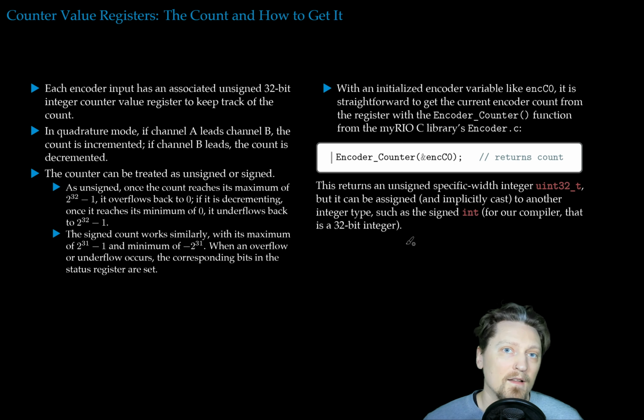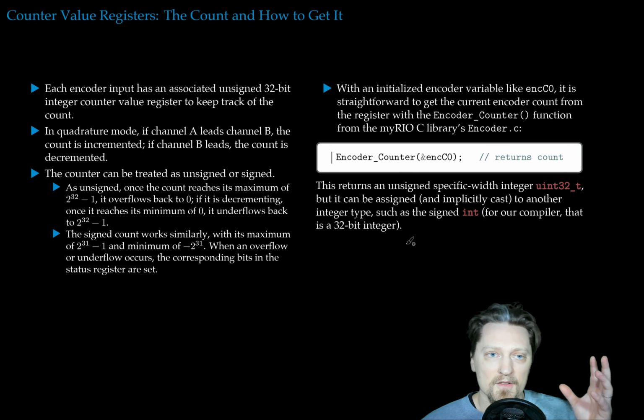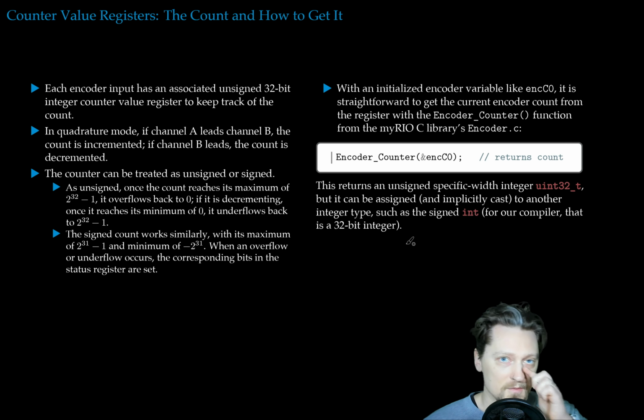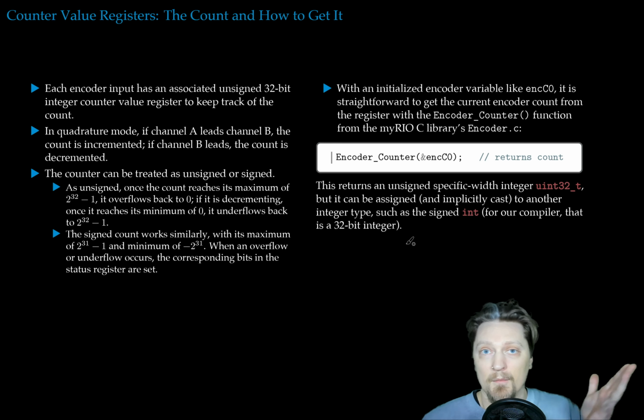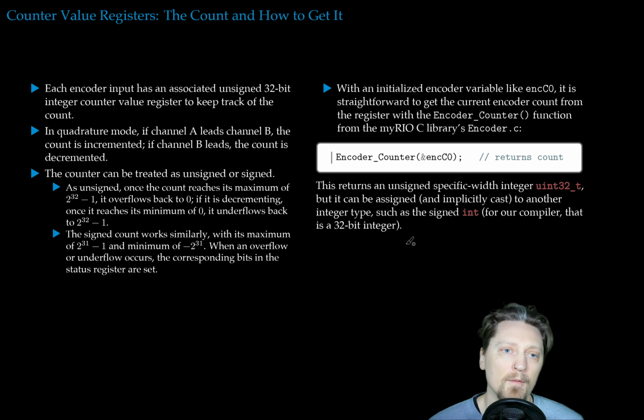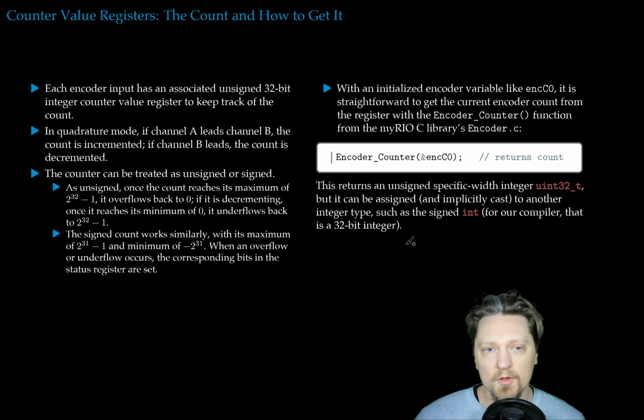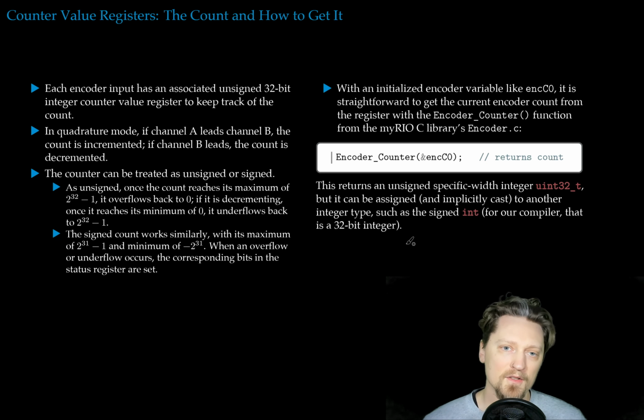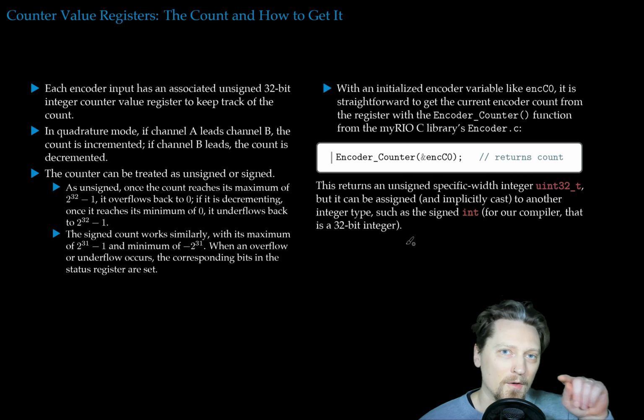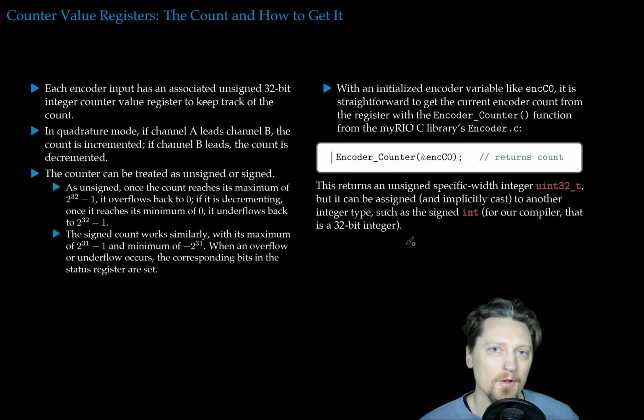Okay, finally, the last register is actually for the counter values. These are the ones we're going to be using to actually read what the counter values currently are on the encoder. So we're going to consider the count the encoder has and how to get it. Each encoder input has an associated unsigned 32-bit integer counter value register to keep track of the count of the number of pulses we have registered from the encoder.